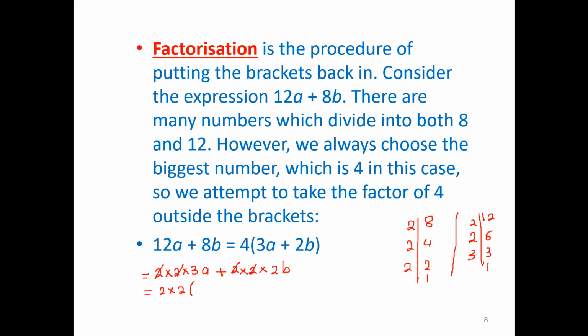Now you open the bracket. The remaining from the first term is 3a, and the remaining from the second term is 2b. Then you can say 2 times 2 is 4, you write it as 4, and inside the bracket we will have 3a plus 2b. So this is the way we factorize 12a plus 8b. This method is called taking the common factor.